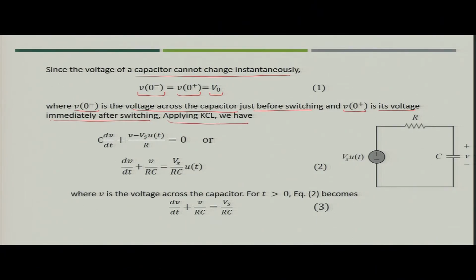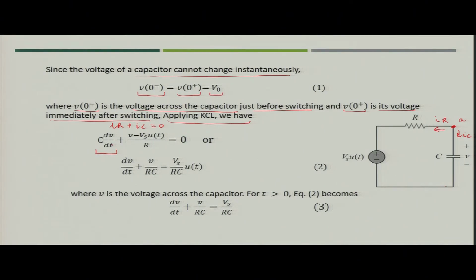Now, if you apply KCL in this circuit, what you can do? Let us take this particular point as node A, and say that this is the current IR, and this is current IC. So, you can simply say IR plus IC is equal to 0. What is the value of IC? IC is nothing but C dV by dt, because this is the voltage across the node.